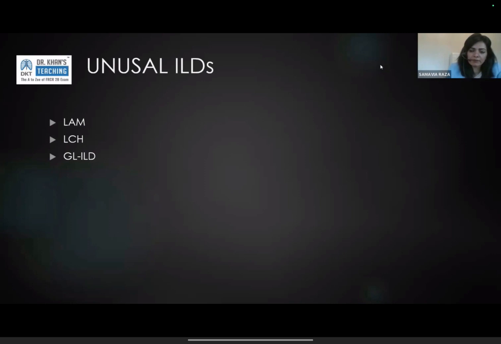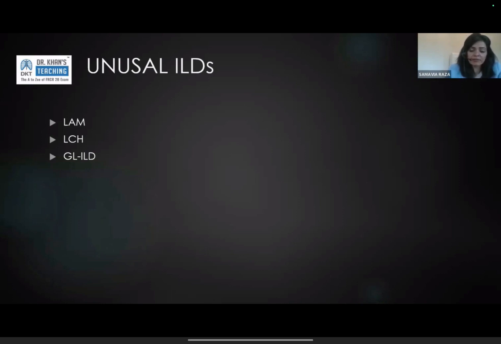Okay. Moving on, the last bit is the unusual ILDs. These are the ILDs you will see more commonly in larger tertiary care centers, and you will see them in transplant centers. You will see them in the exam setting very commonly. LAM, LCH, and there's a new entry, a new kid on the block, called GL-ILD.